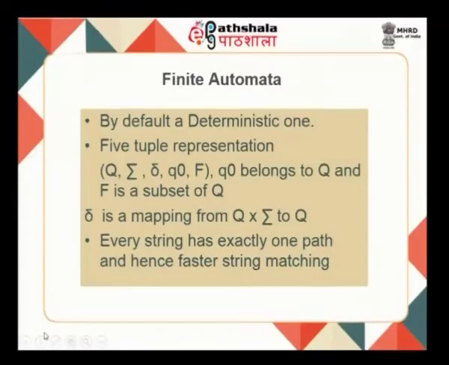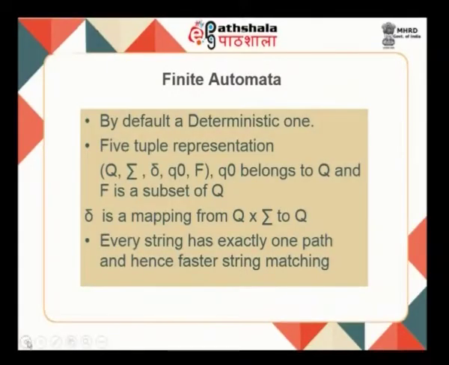Now, this transition function is represented by delta, where you have a Q cross sigma to Q mapping. This is a particular and important characteristic of a deterministic finite automata, where there is exactly one path for every string from the start to the final state. Therefore, there is no ambiguity in which path I will take for a particular string. There is exactly one path, which means that for every state on every input symbol, there is exactly one transition.